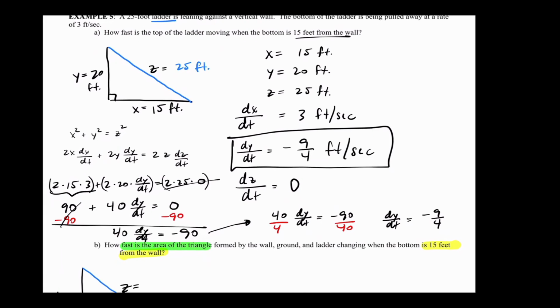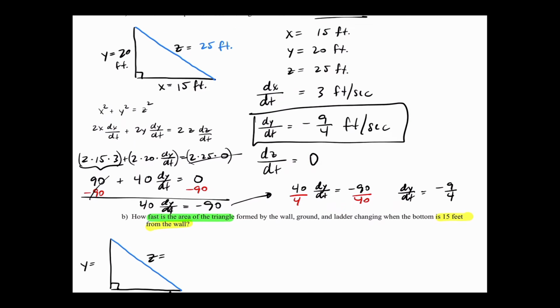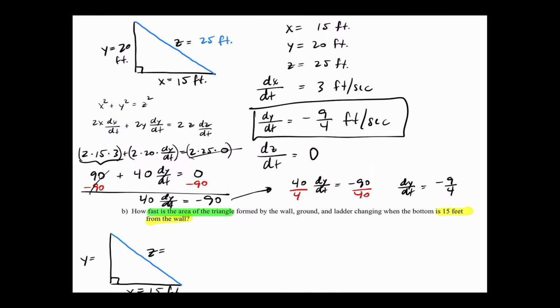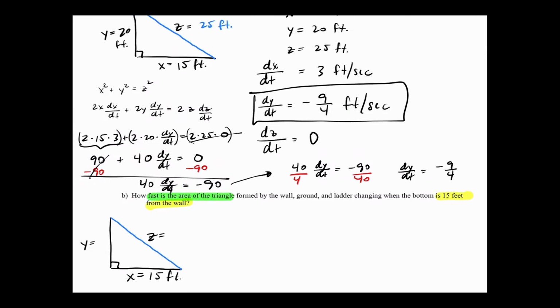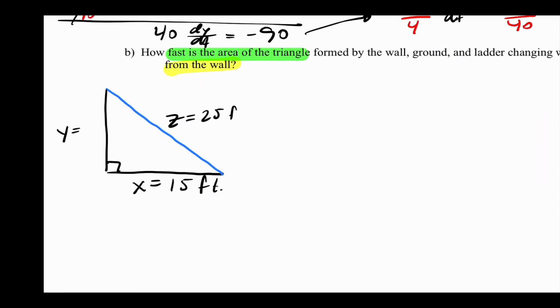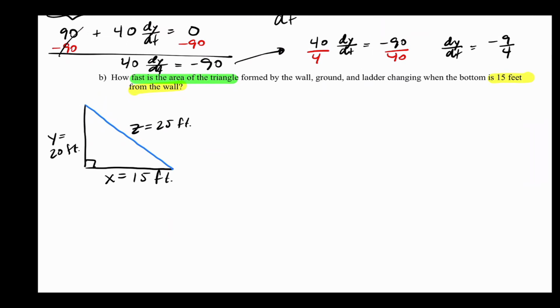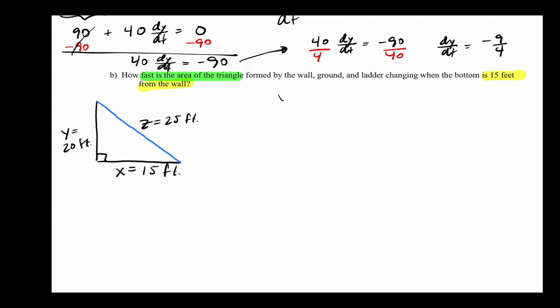Okay, so we can use the other components. It's still the same ladder. So this is 25 feet. If that's 25 feet, that means this has to be 20 feet, just like we did yesterday, right? So we'll start listing this stuff. We know X is 15. We know Y is 20. We know Z is 25.